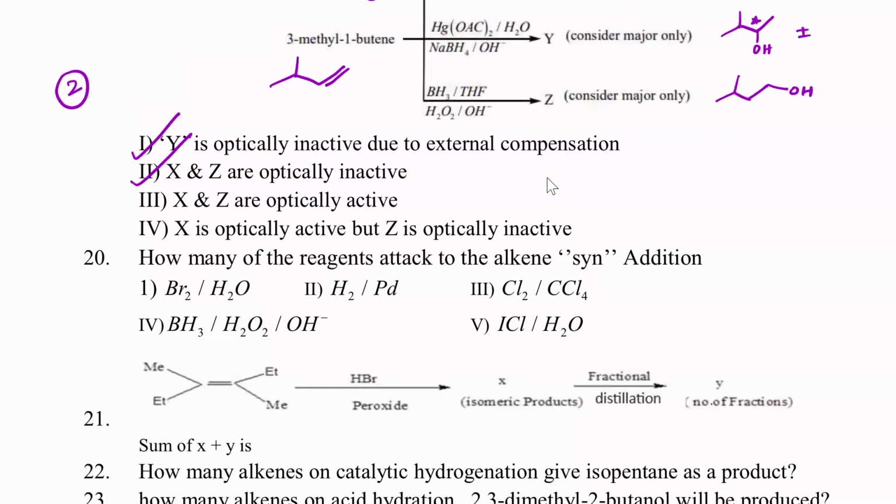How many of the following reagents attack the alkene via syn addition? Okay. How many of the reagents make syn addition? You know that this is an anti-addition. This is a syn addition. This is an anti-addition. Right? This is a syn addition. This is an anti-addition. Again, how many? Two.